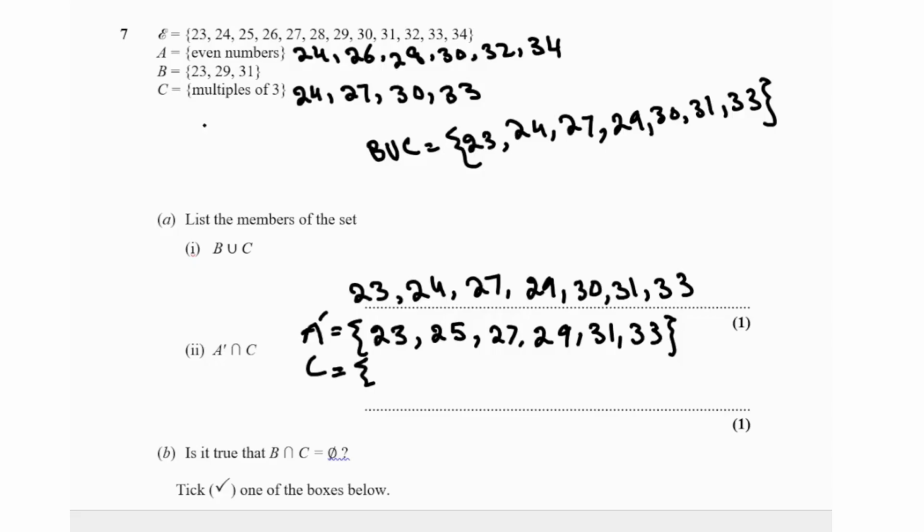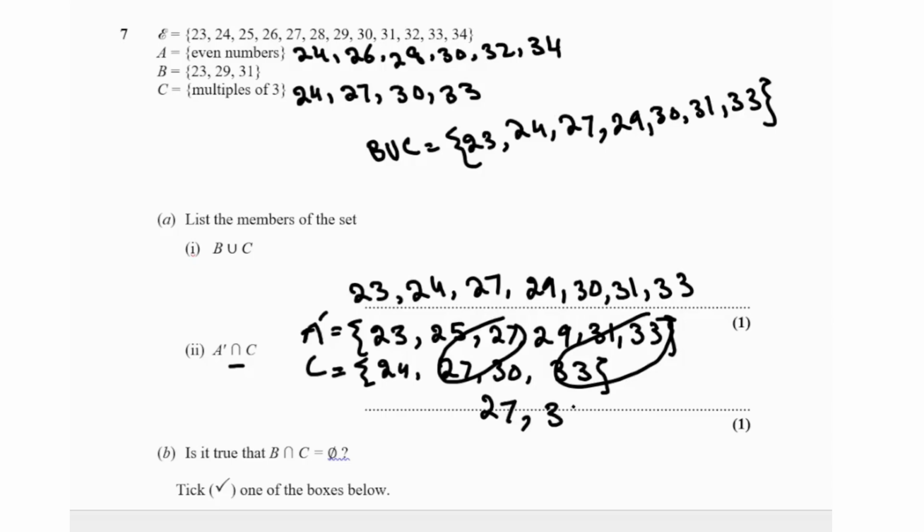So C is 24, 27, 30, and 33. So we need to find out how many numbers are common between them, because we're looking for intersection. So 27 is common and 33 is common. So we're going to write down here final answer 27 and 33.